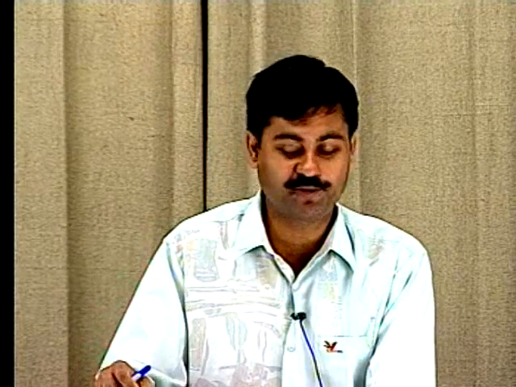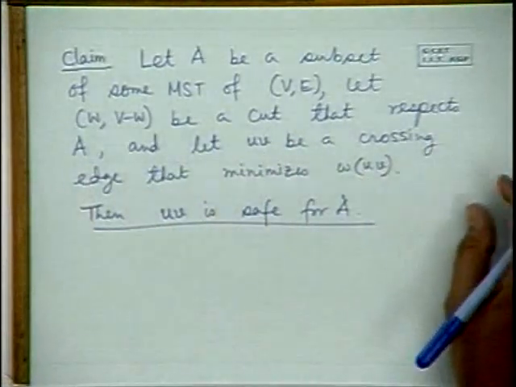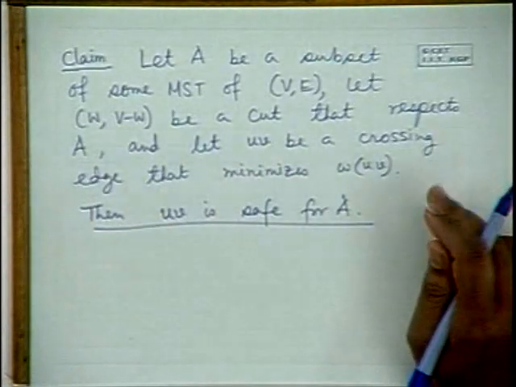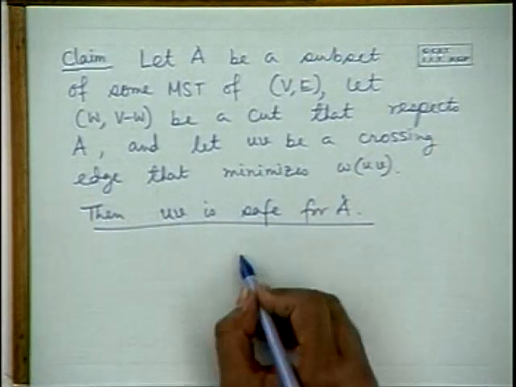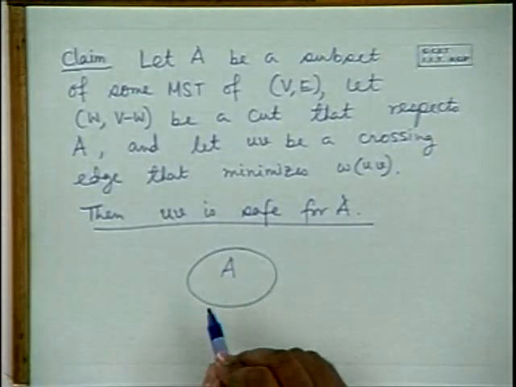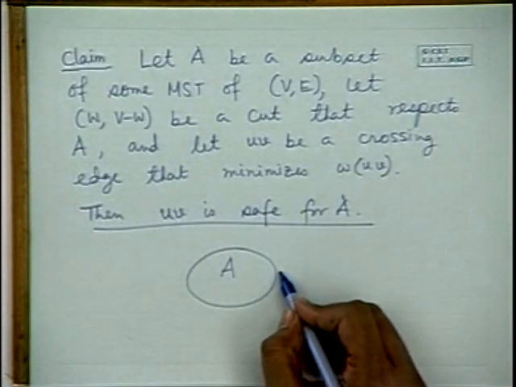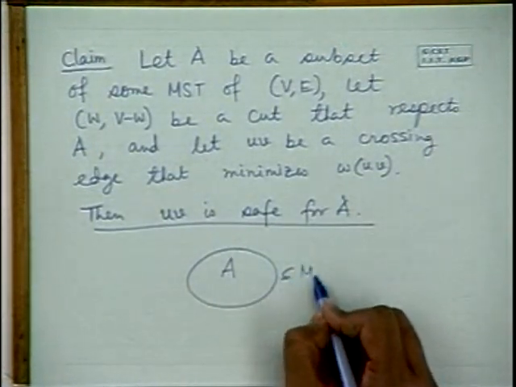So I am going to now prove this. So please explain this. Yes. So he has asked me to explain this claim once again, so I am going to explain it once more. So suppose we are saying A is a subset of the edges which is a subset of some MST, so it belongs to some MST we know.